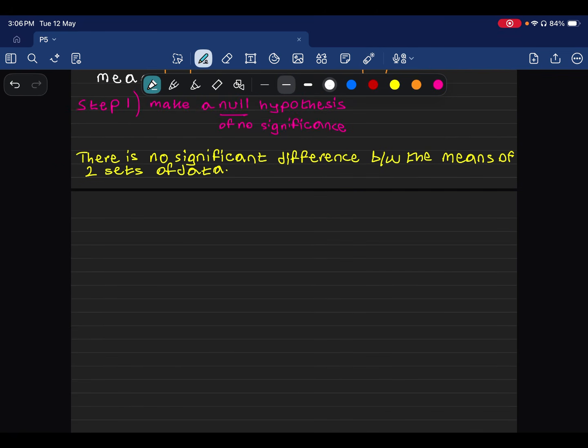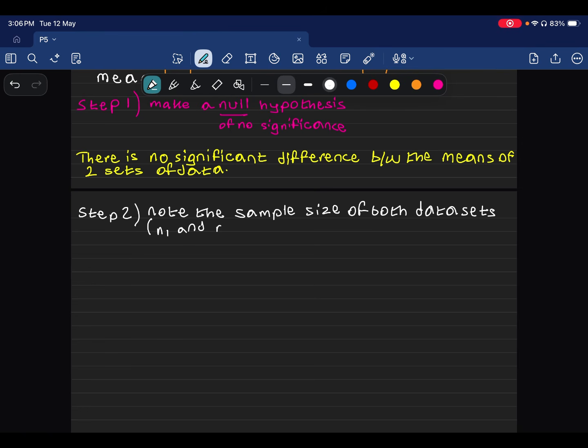Okay, so you made a null hypothesis. Now, step number two, and we have already done this step, that is to note the sample size of both data sets. Sample size means basically the number of values. So n1 and n2. We already calculated this, right? So step 2 is automatically done. Step number 3. Determine the means of both data sets. We have already done this as well.